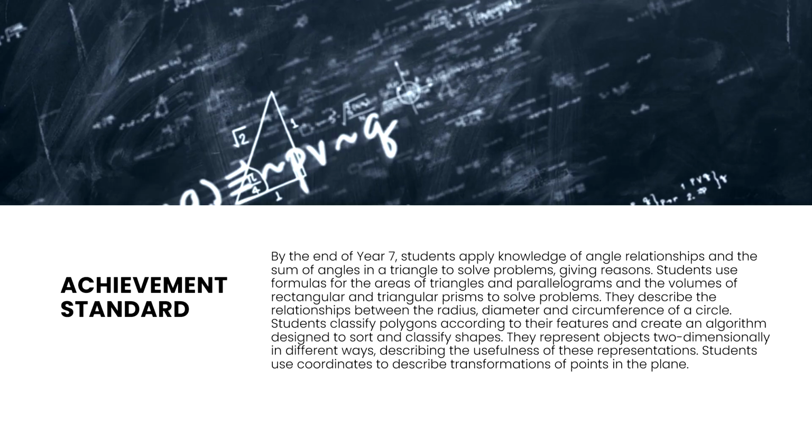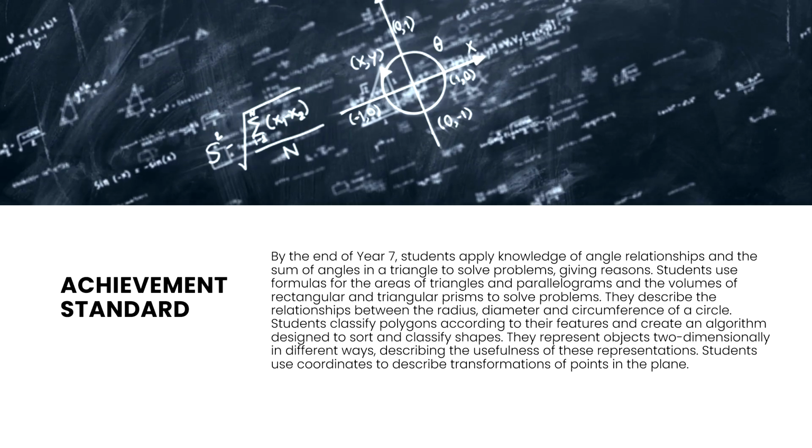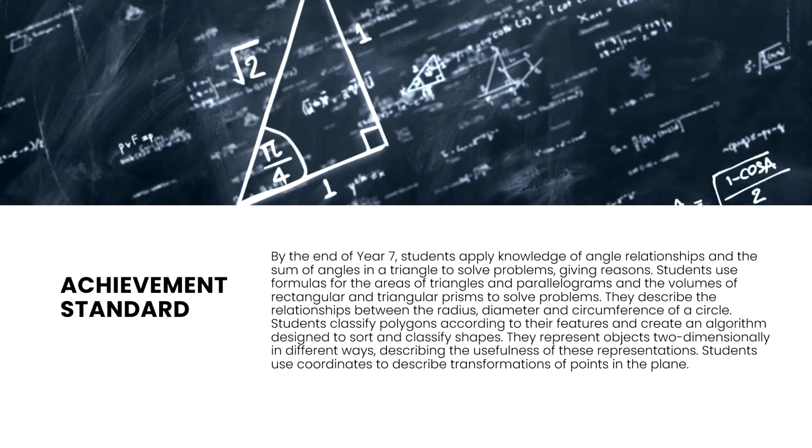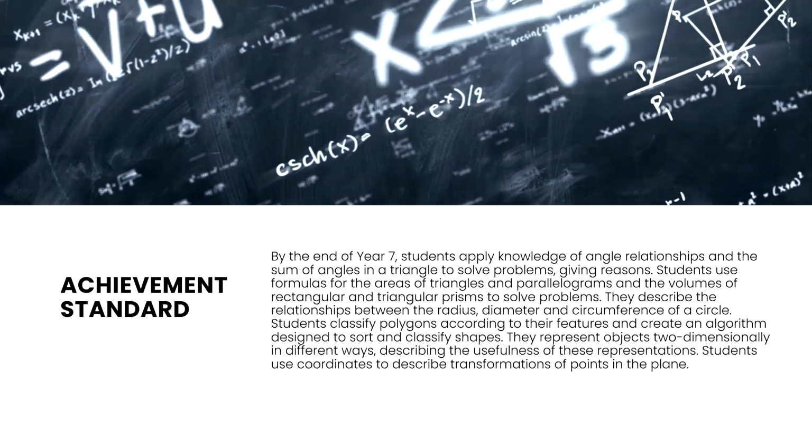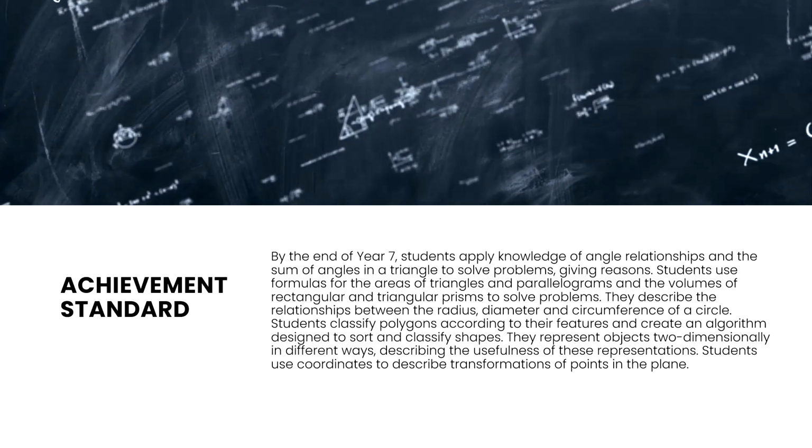The achievement standard that I'm referring to here is straight from the Year 7 mathematics curriculum. So students will be applying knowledge of angle relationships, sum of angles in a triangle to solve problems, and then giving their reasons for it. They will be using formulas for the areas of triangles and parallelograms and the volumes of rectangular and triangular prisms to solve problems.